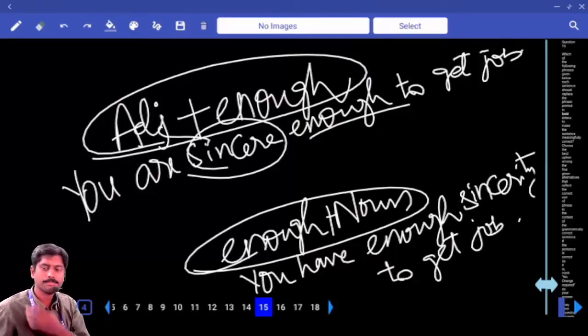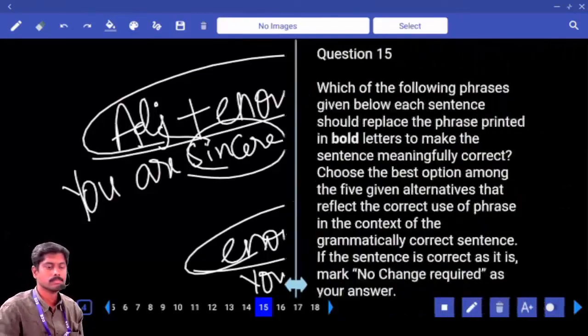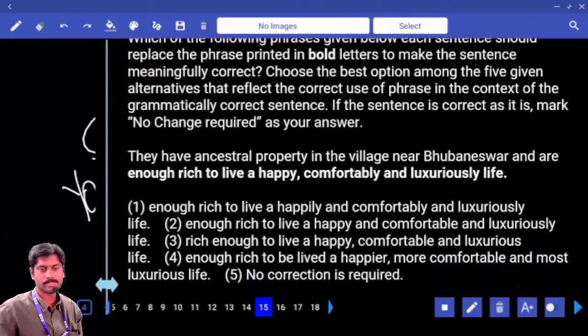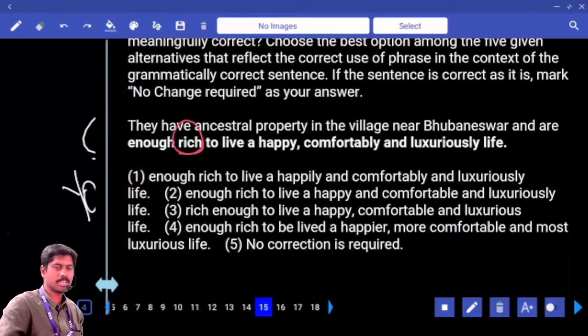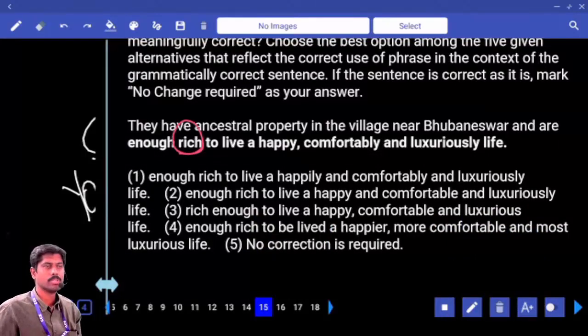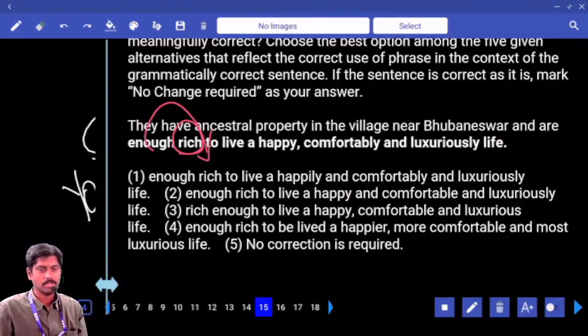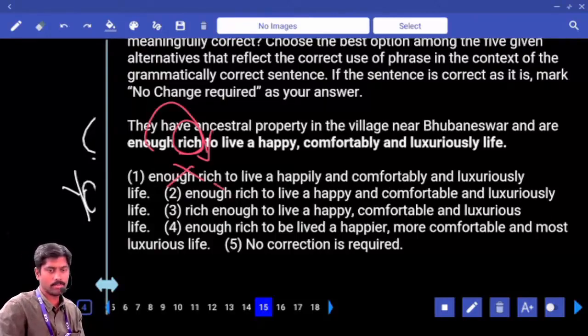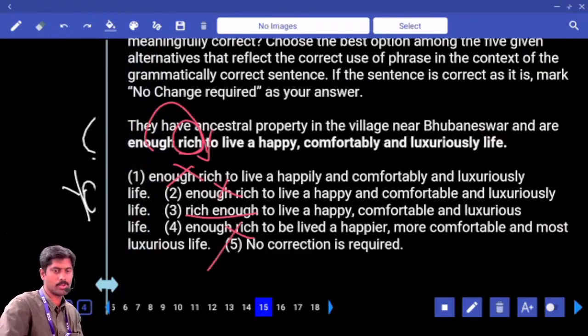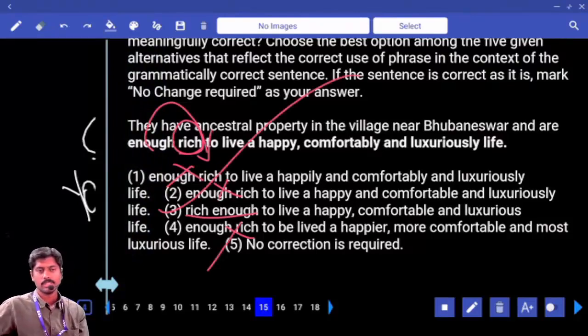Shall I change? Now, rich or richness? Rich, adjective or noun? Richness, noun. Rich, adjective. So, enough should come here. Enough rich, wrong. Rich enough, correct. Answer third. They are rich enough to live a happy, comfortable and luxurious life without working.